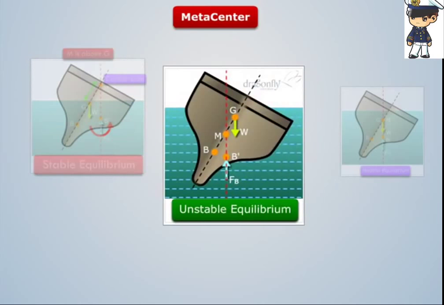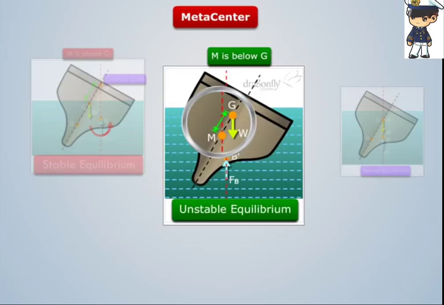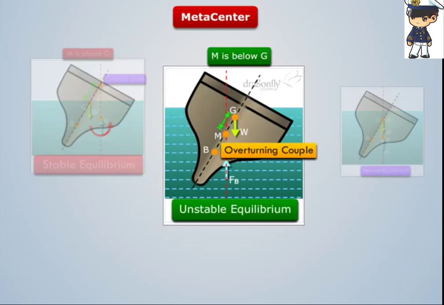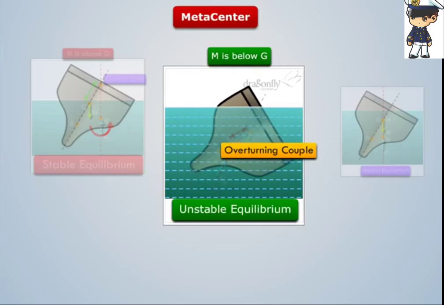Now, when M is below G, then in this case, an overturning couple is formed by the buoyancy force and the weight of the body, which tends to sink the body from its original position. Thus, the body is said to be in unstable equilibrium.